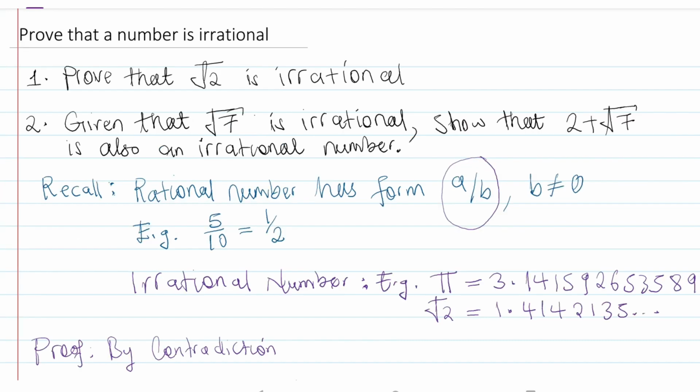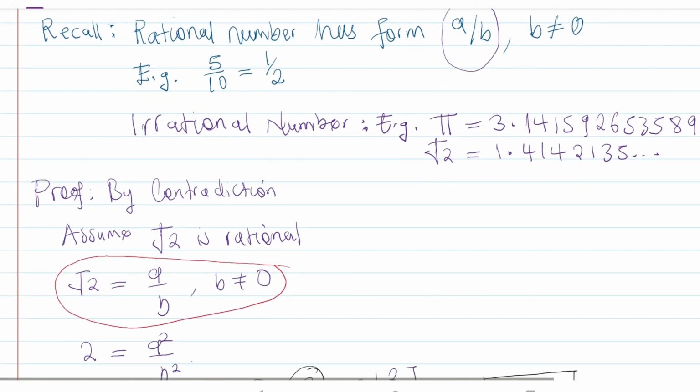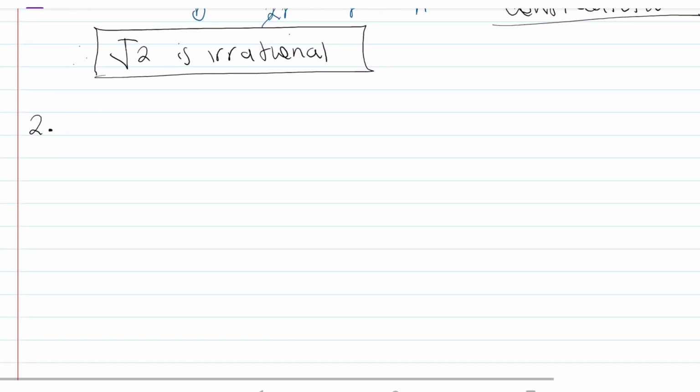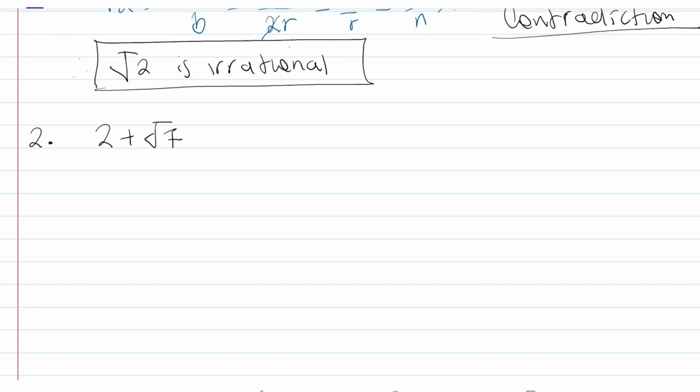The second one, we have been given that the square root of 7 is irrational. Now, we want to show that 2 plus the square root of 7 is also irrational. This is very simple. We are going to use contradiction again. So we assume that 2 plus the square root of 7 is rational. So what does this mean? This means 2 plus root 7 can be written in the form of a over b, where a and b have no common factor and b is not equal to 0.